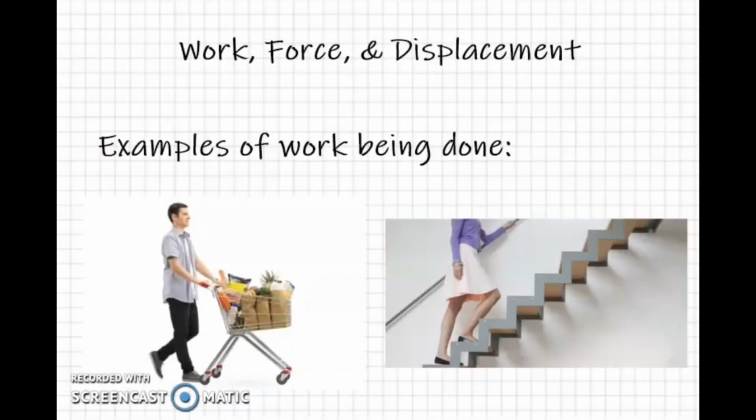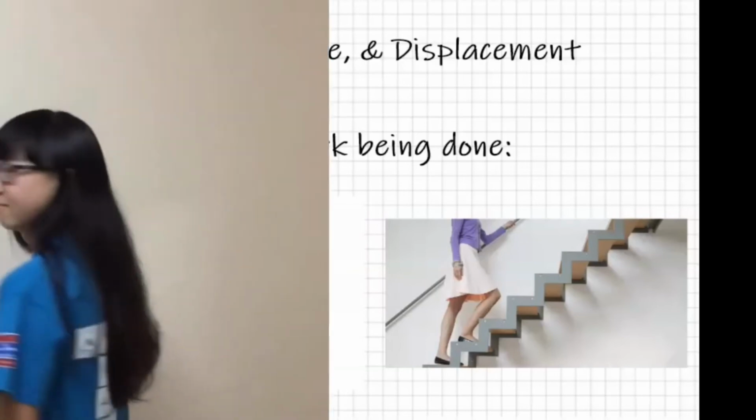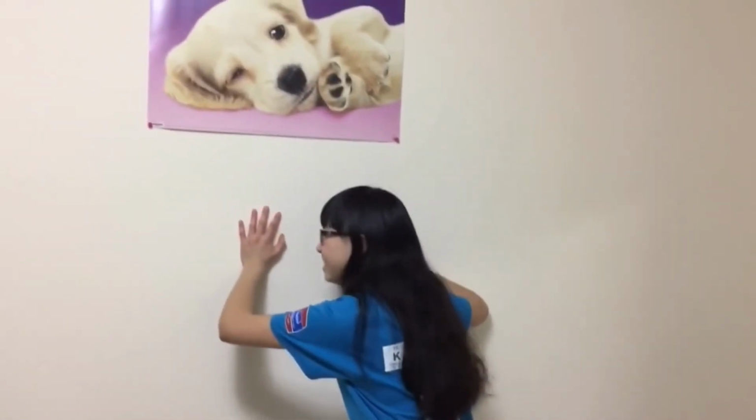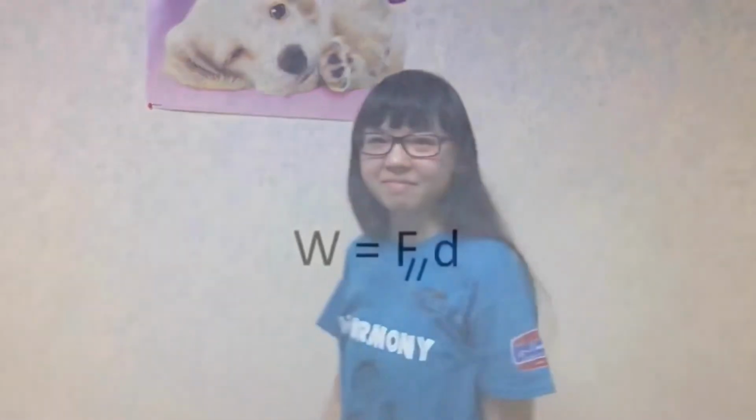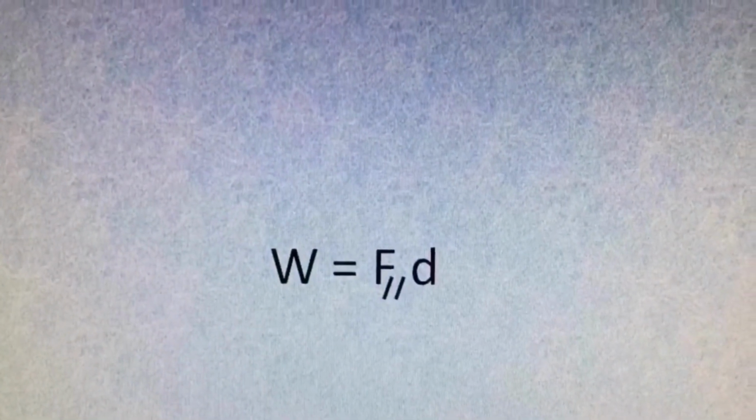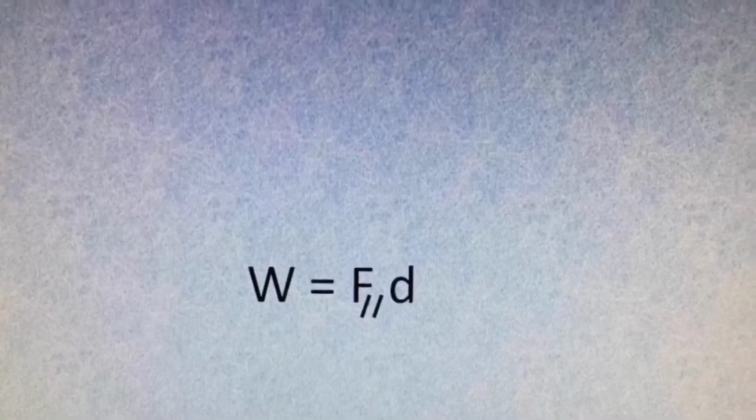Work happens whenever energy is transferred over any certain displacement. Some examples from everyday life would be pushing a shopping cart or walking up a flight of stairs. To help understand this better, I will show two demonstrations of work. In this demonstration, I'm pushing against the wall, but I do no work despite exerting a lot of force because the wall doesn't move any distance.